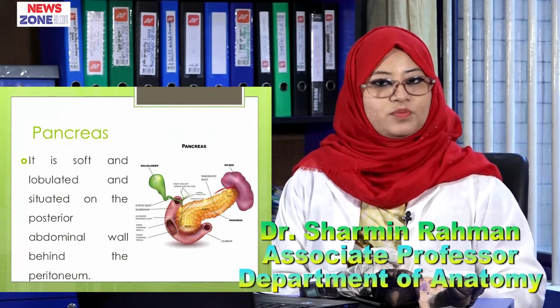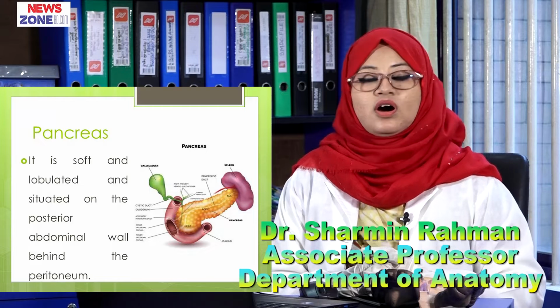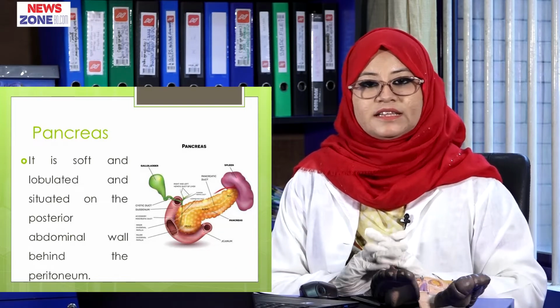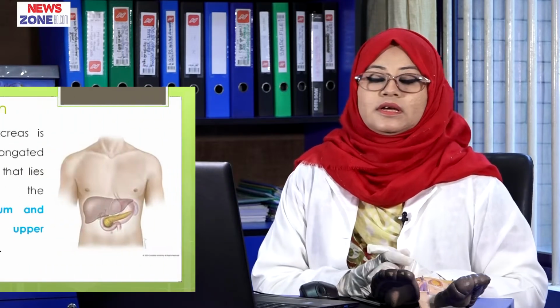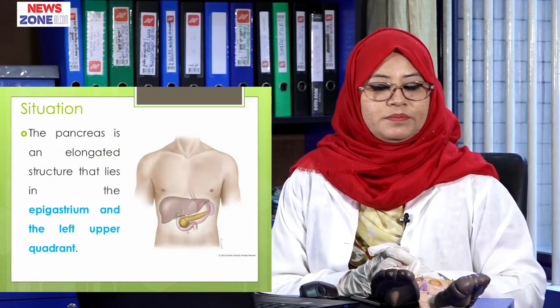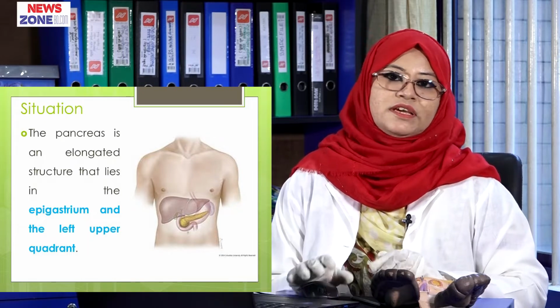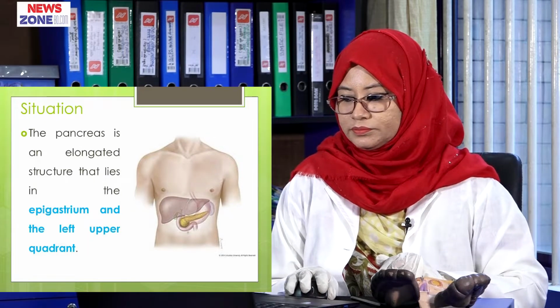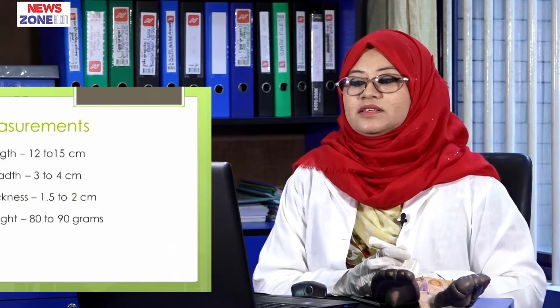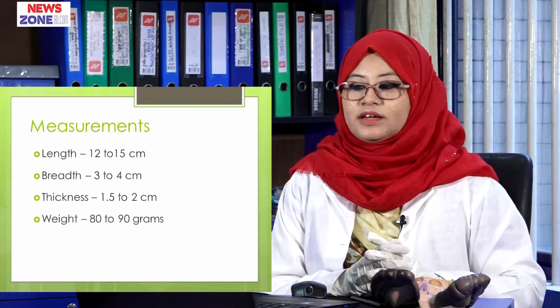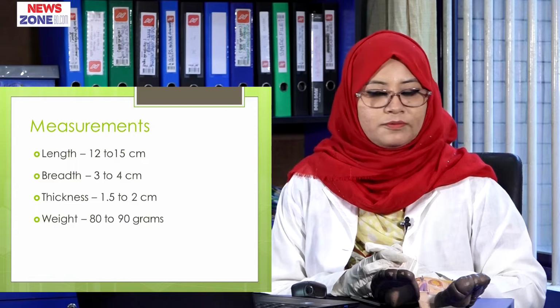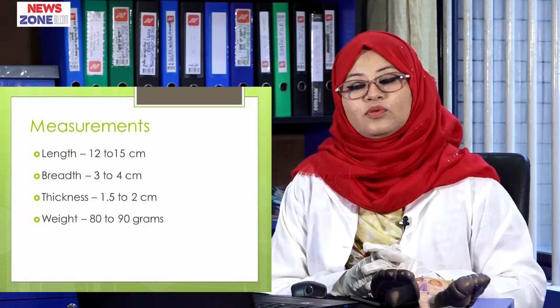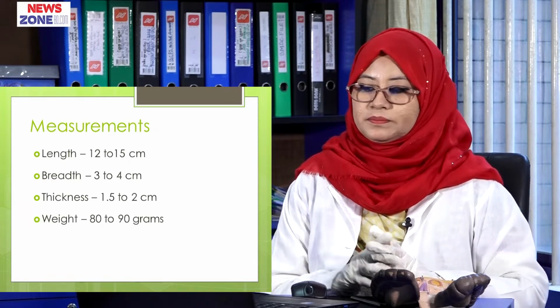Pancreas is a soft, lobulated organ situated on the posterior abdominal wall behind the peritoneum. It occupies the epigastrium and left upper quadrant of the abdomen. Measurements are: it is 12 to 15 centimeter in length, 3 to 4 centimeter in breadth, and thickness is 1.5 to 2 centimeter and weight is 80 to 90 grams.